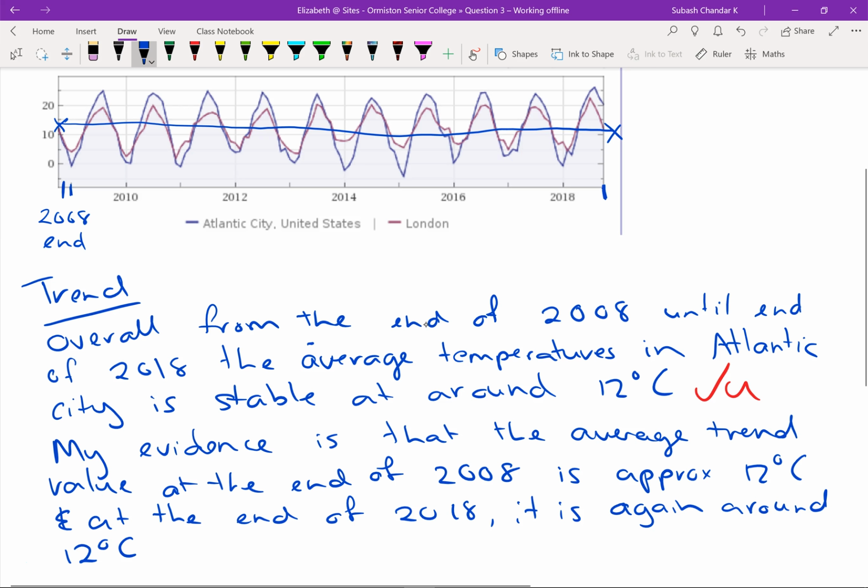Then I need to do the same for London. Yep. So now I need to look at the red lines and I need to think, right, where is the top of those red peaks? Where is the bottom of those red peaks? And then I want to draw a line somewhere in the middle of those.